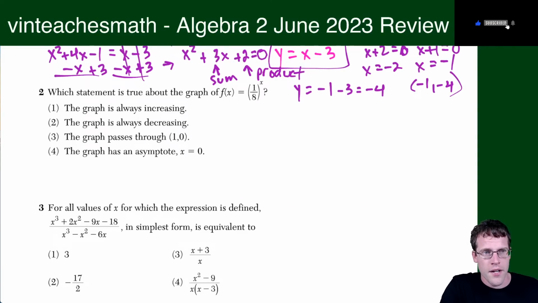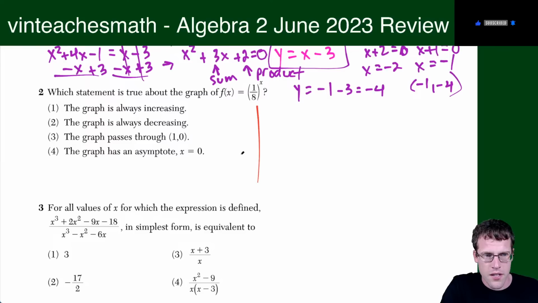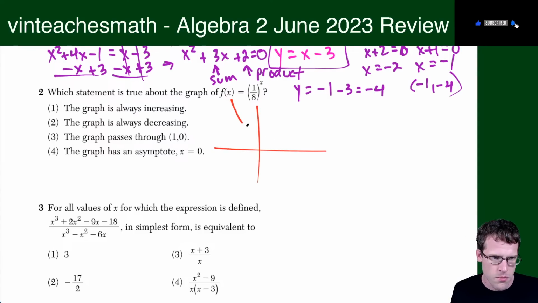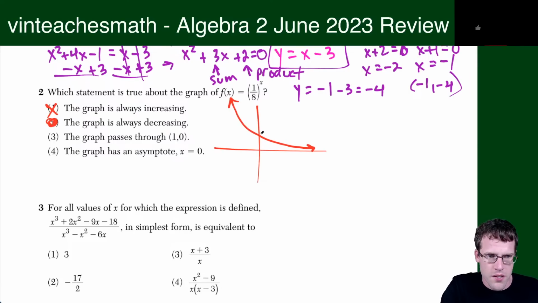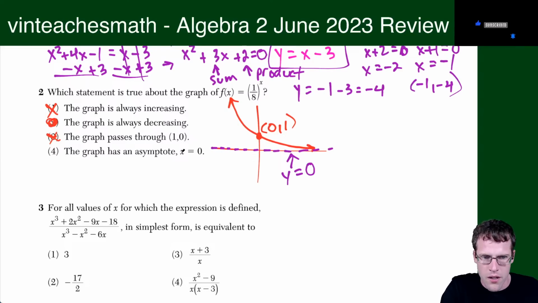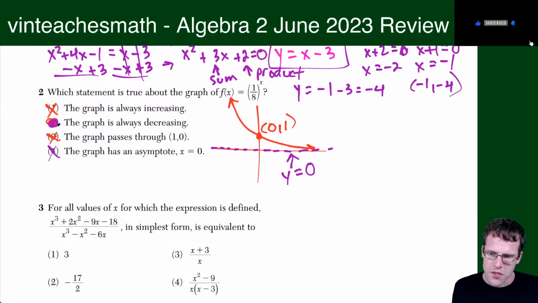Now, if you just know question 2, what (1/8)^x looks like, this is exponential decay. Let's draw that better. That was a terrible drawing. Okay, so this is what (1/8)^x looks like. The graph is always increasing is not true. The graph is always decreasing. The graph passes through (1, 0) is not true; it passes through (0, 1), so this one is out. The graph has an asymptote at x = 0 is a very dangerous bear trap. The asymptote would actually be the x-axis, the y = 0 line. If this said y, we would be in business, but that's not the case. So it's going to be choice 2.